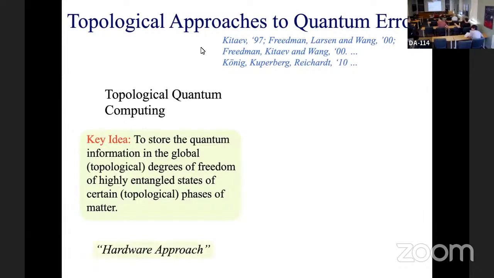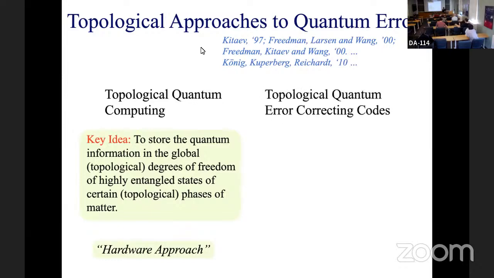You can think of this as the hardware approach, or a passive approach, passive in the sense that the physics of the material basically takes care of error correction for us. Another approach is the idea of topological quantum error correcting codes, which was also pioneered by Kitaev, but also, in general, you can argue that quantum error correcting codes all somewhat use the same idea.